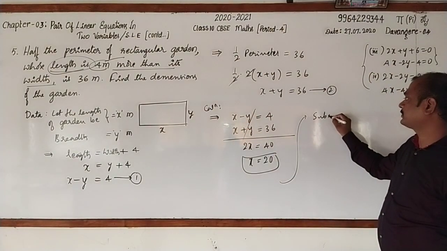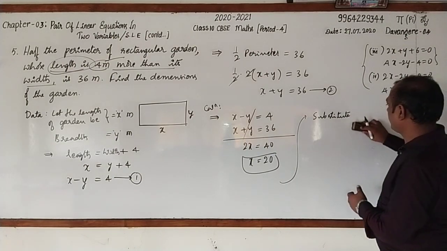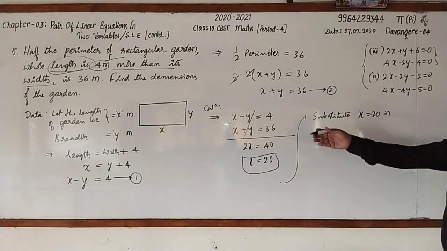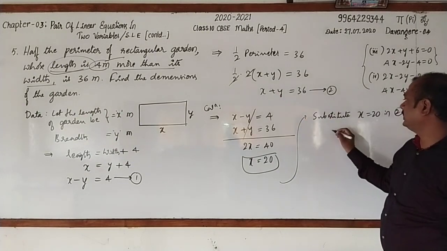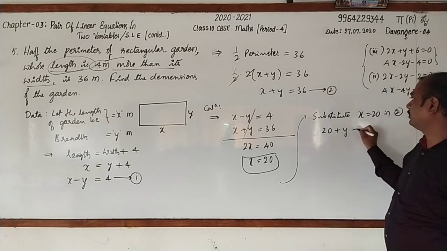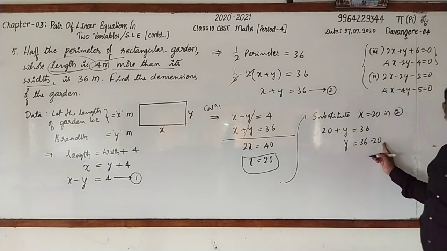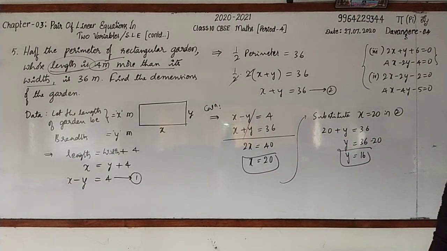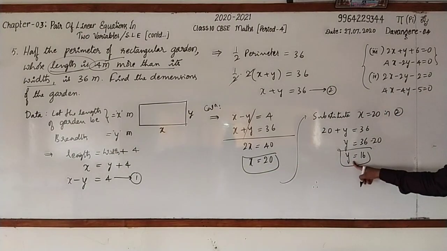Alright. Substitute x equal to 20 in either equation 1 or 2. I take equation 2, which is x plus y equal to 36. X is 20, y is unknown, equal to 36. Y equal to 36 minus 20. Y is equal to 16. Where x represents length, y represents breadth.